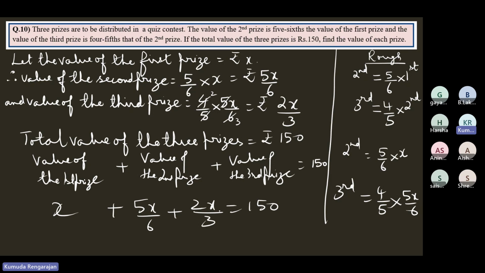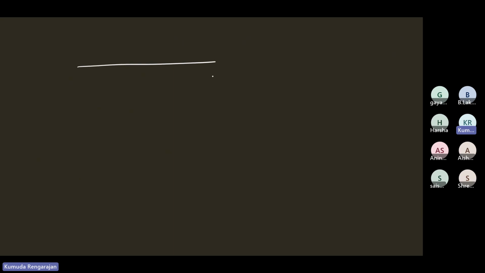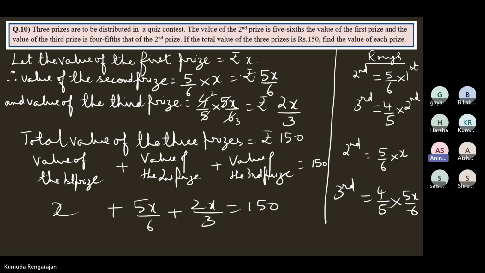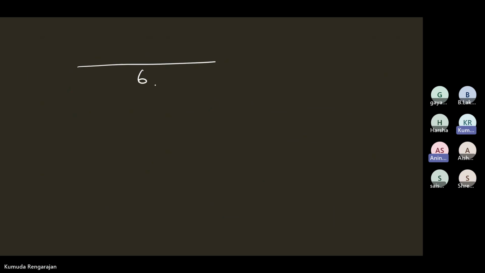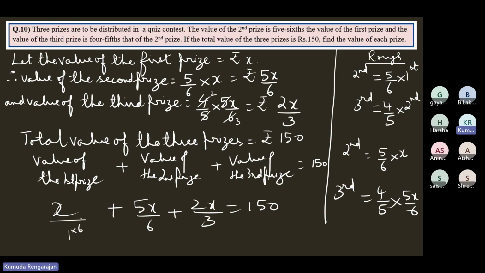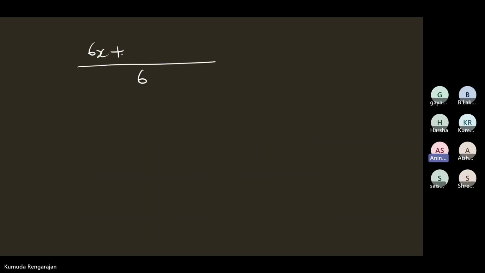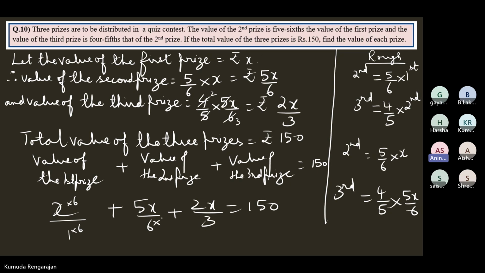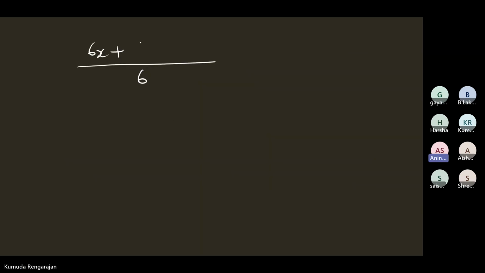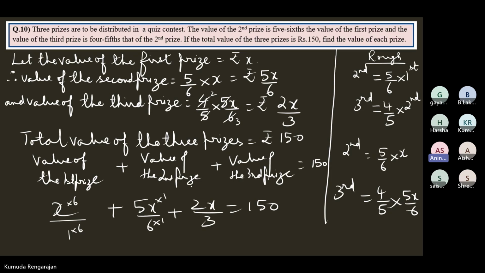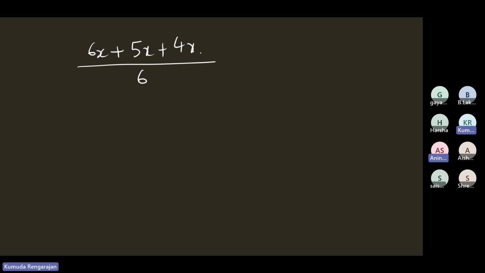What's the common denominator, class? Ma'am, 6. So it'll be into 6, right? So 6x plus 5x, plus 3 2s are 6, so plus 4x, is equal to 150. Now we need to cross multiply and add the numerator here.